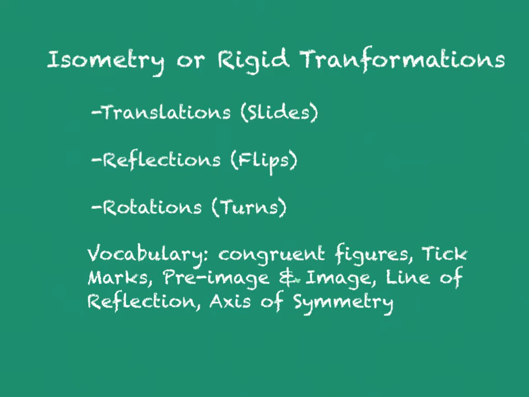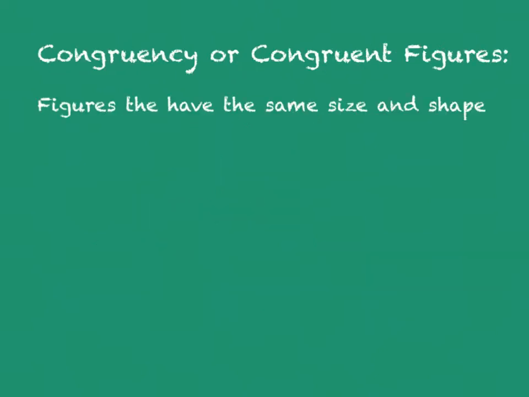In this video, we're going to come across quite a few vocabulary terms. We're going to talk about what congruent figures are, what tick marks are. Once we get into the transformation, we'll talk about pre-image and image, and also line of reflection and axis of symmetry. So please, I need you to take your time watching this video, pause it often, take good notes, so what I'm talking about sinks in. All right, let's start off by talking about our first vocabulary term, congruency.